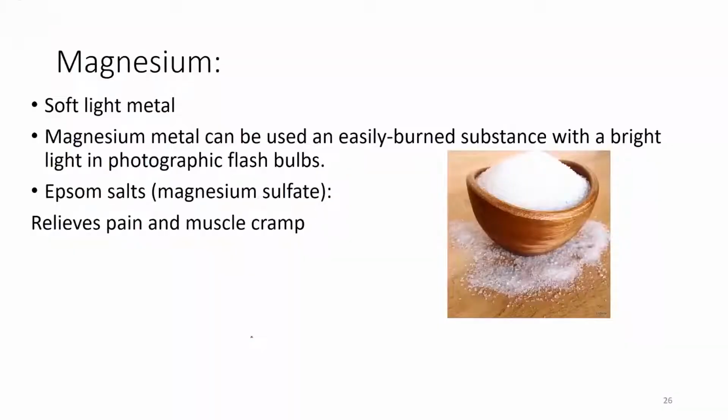For magnesium, it is a soft, light material and easily burned. This is why it is used to give a brilliant light in photographic flash bulbs. Also, magnesium sulfate, which is Epsom salt, is used to relieve pain and muscle cramps.